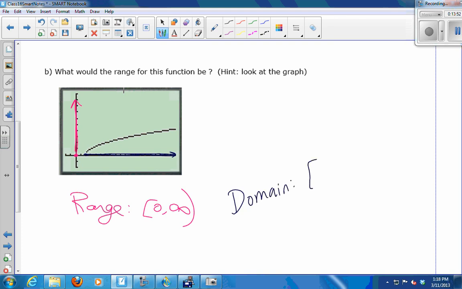And the domain we could see graphically also to infinity. So that's something you can always turn to. If you don't know how to find the domain algebraically, make a graph.